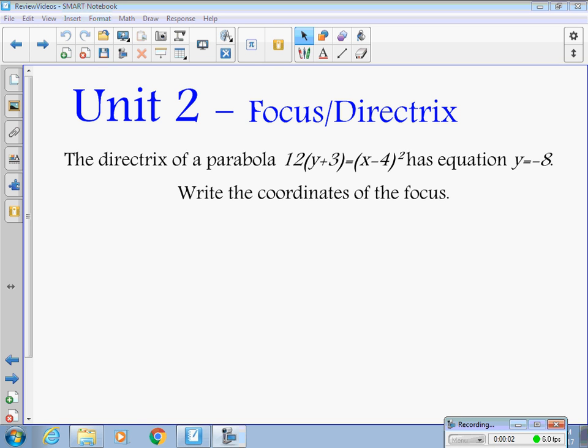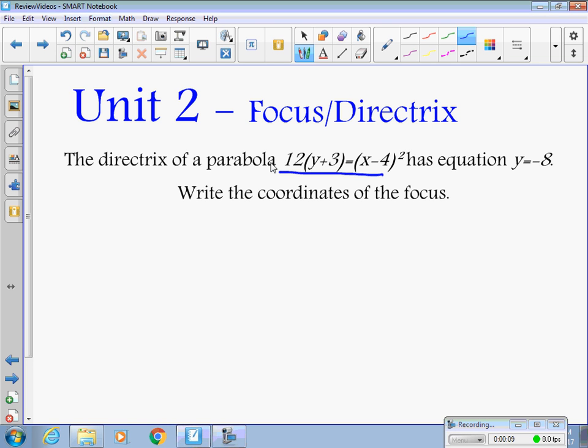In this problem, we have to find the coordinates of the focus. We're given the equation of the parabola, and we are given the equation of the directrix. If you can remember something about the fact that the parabola will open up, maybe something like that, the equation of a directrix is a straight line that is going to be either above or below the parabola.